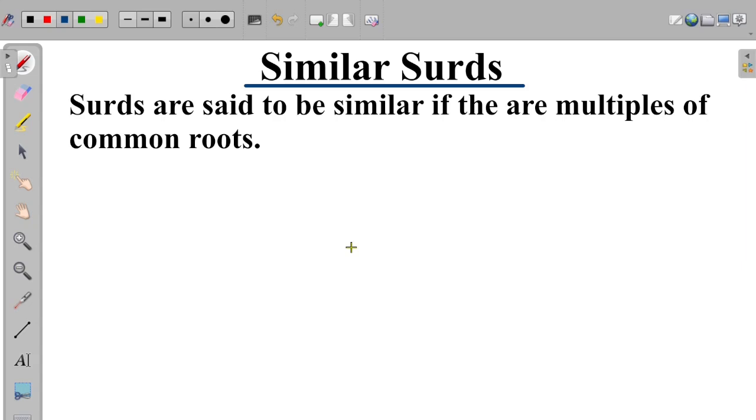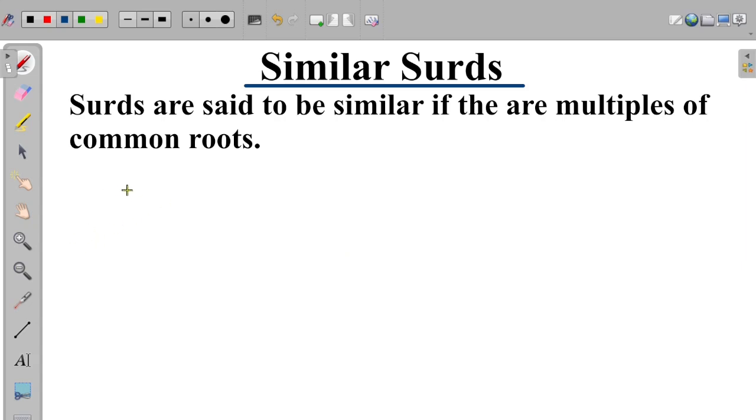In the previous lesson, we learned about the concept of surds and the rules of surds. And also, we learned how to reduce surds into their basic form. Now, in this lesson, we are taking that knowledge a step further by learning about similar surds. Surds are said to be similar if they are multiples of common roots.